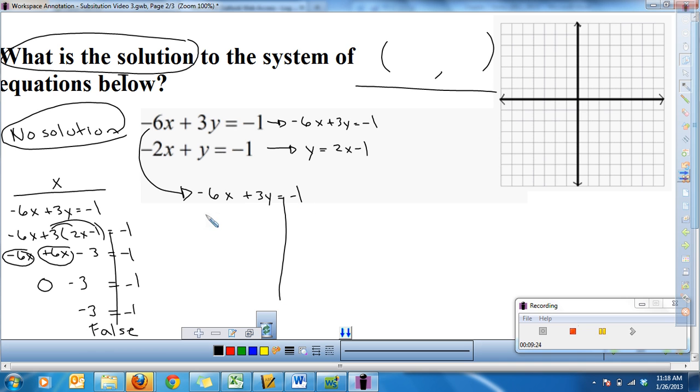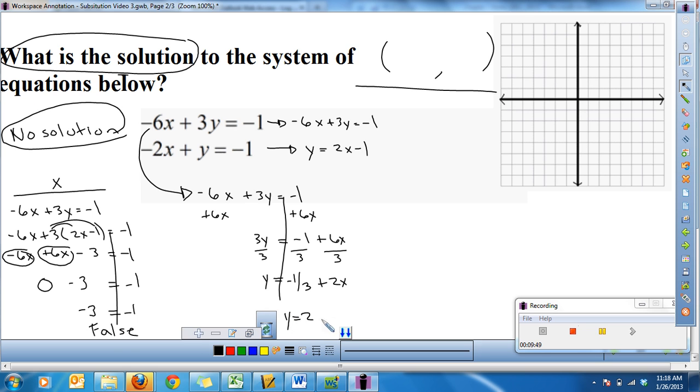In order to solve for y, I need to bring 6x to the other side. Now I have that 3y is equal to -1 plus 6x. I need to get the 3 away from y, so I'm going to divide both sides by 3. Now I'm left with y equals -1/3 plus 2x. I'm going to rearrange this so it's in y equals form. So y equals 2x minus 1/3. So let's look at our two equations. I can see right now they share the same slope.